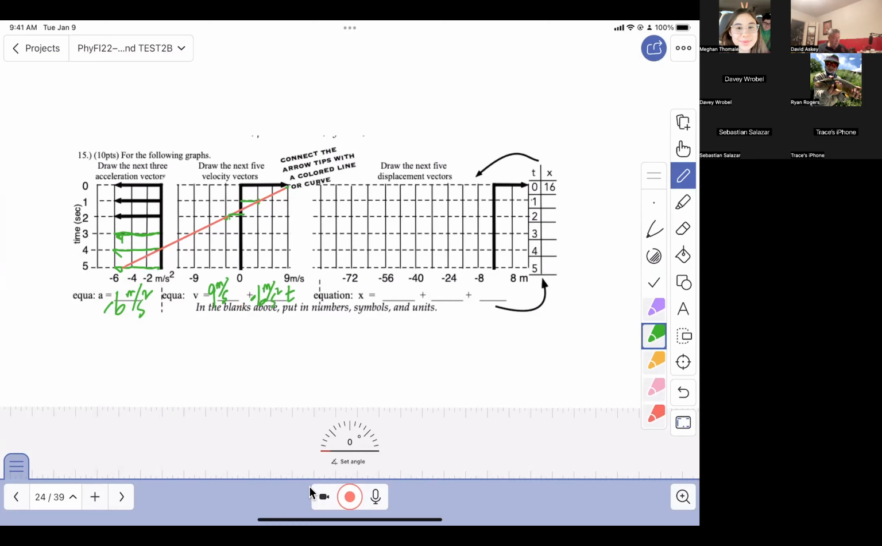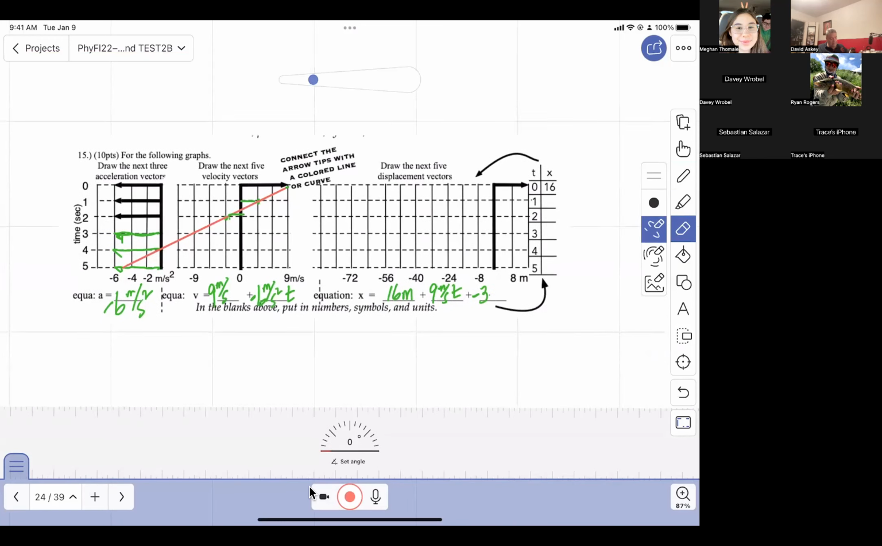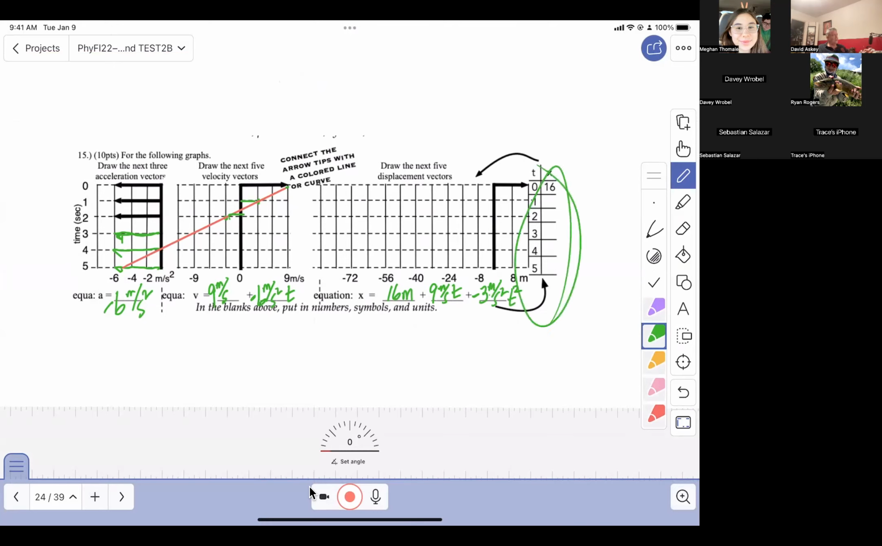Over here, once again, X naught is 16 meters. And then V naught we said was 9. So we have 9 meters per second times T, and then 1/2 A. A is -6, so -3 meters per second squared, T squared. I'm trying not to get tripped up with little tiny -2s and -3s. Then it's a matter of plug and chug, and this thing goes totally off the graph. The order doesn't matter that you put it in.